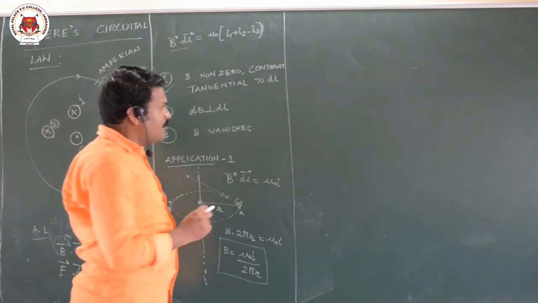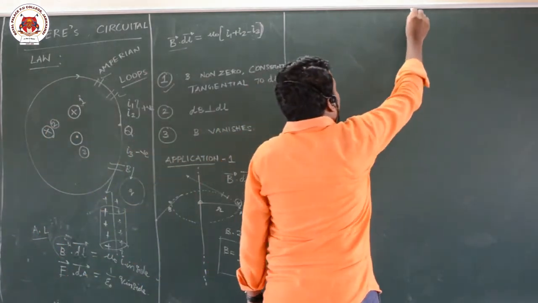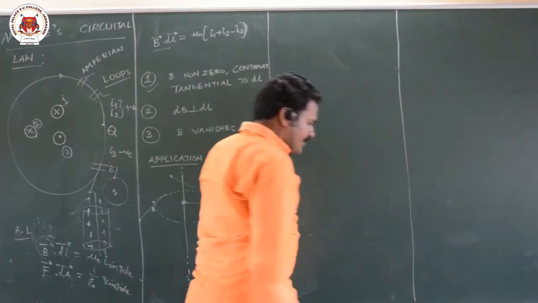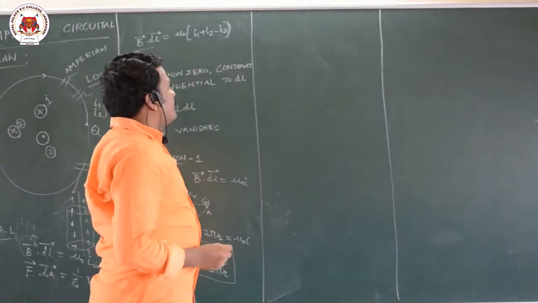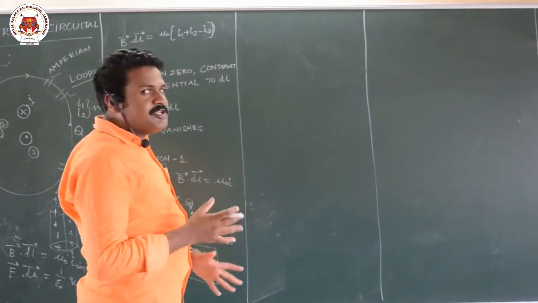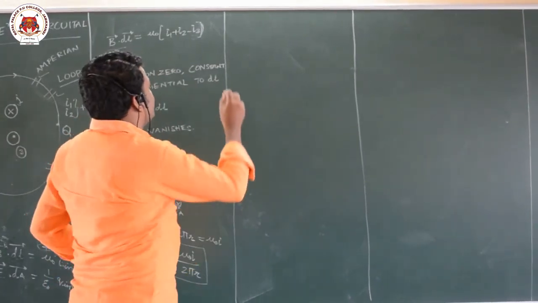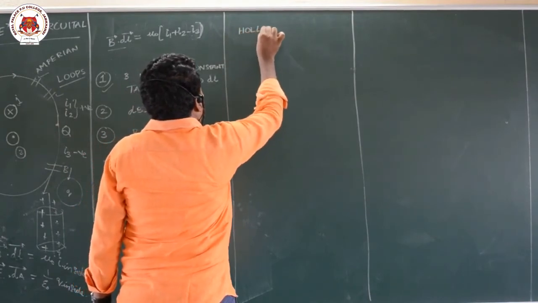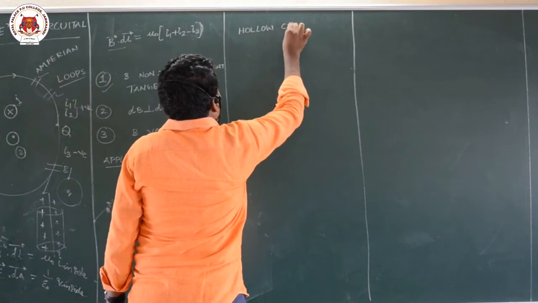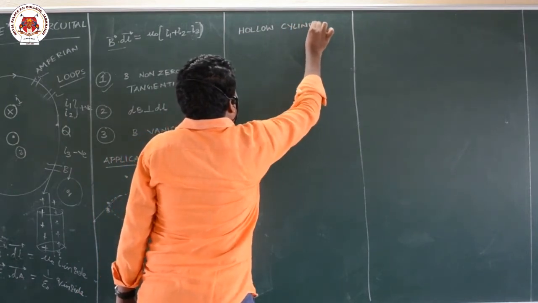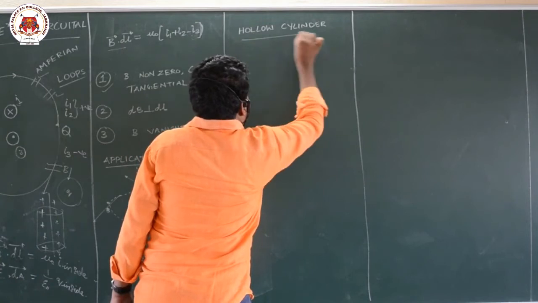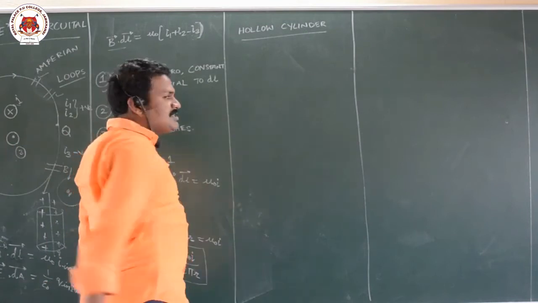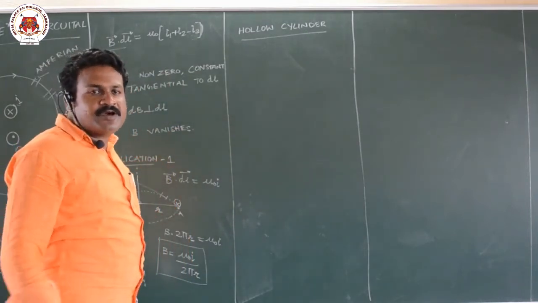And one more application we can do. This is given as an example problem in your NCERT textbook. Let us do that in detail. We have taken one solid cylinder, but I will start first with a hollow cylinder. Let us take the magnetic field due to a hollow cylinder along its axis at a distance r, such that r is less than capital R, and r is greater than capital R.